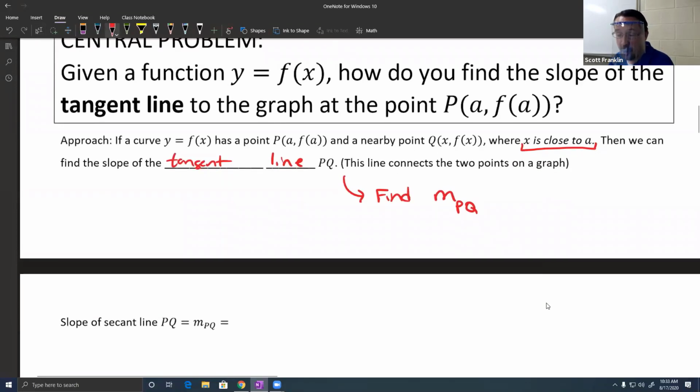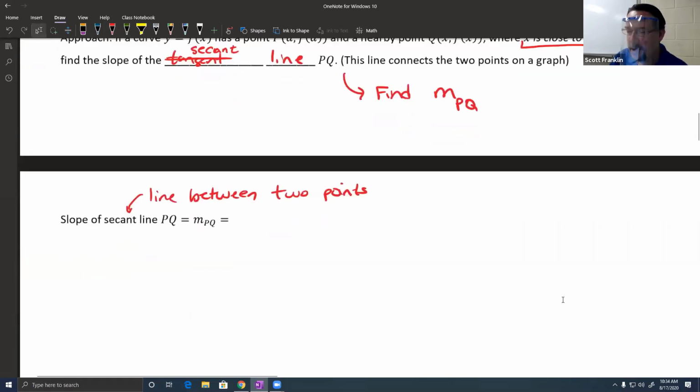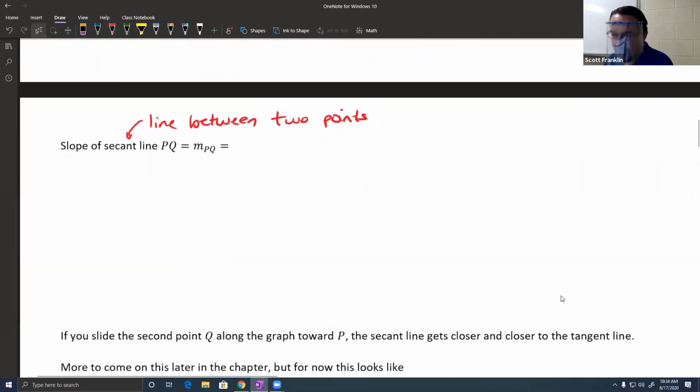Okay, so the line through these two points is going to be called the secant. The secant line goes through two points, the tangent line goes through one point. So we can find the slope of the secant line PQ. And so secant means a line between two points. So tangent is a line just touching one point, and PQ, if we have two points, that's going to be a secant line. To help you visualize this, let's draw this picture.